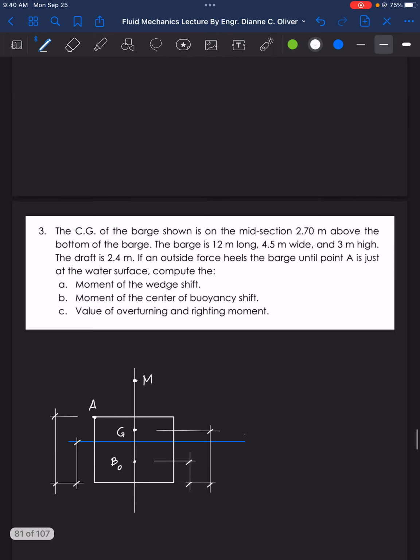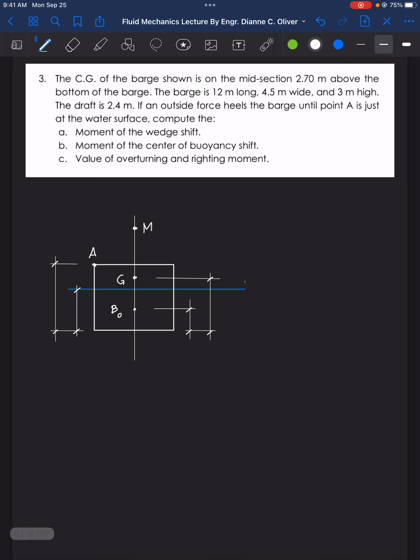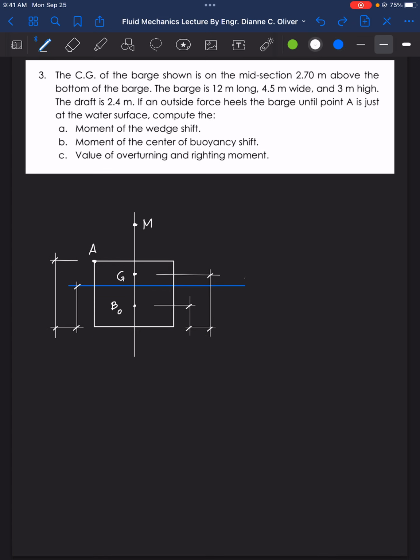Let's go to example number 3. Okay, so we have here the center of gravity of the barge shown. The figure shown is on the midsection 2.70 meters above the bottom of the barge. So what do we mean by that? It means from the bottom of the barge up to the center of gravity, and that is 2.7. So we will put here 2.7.